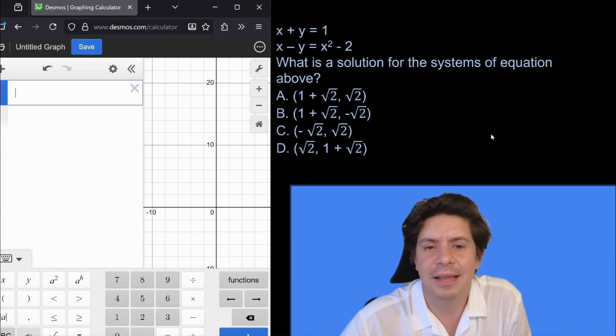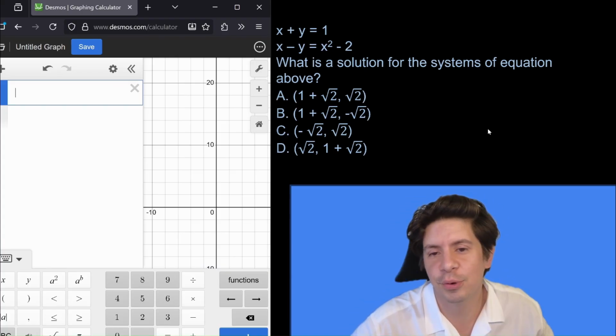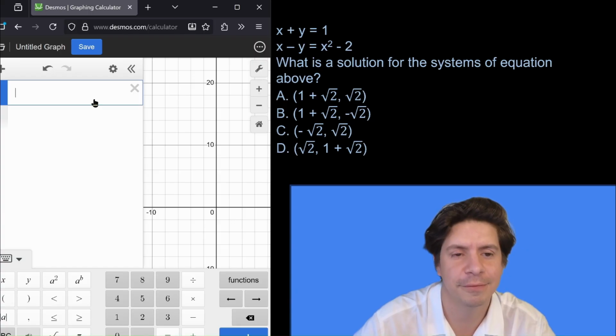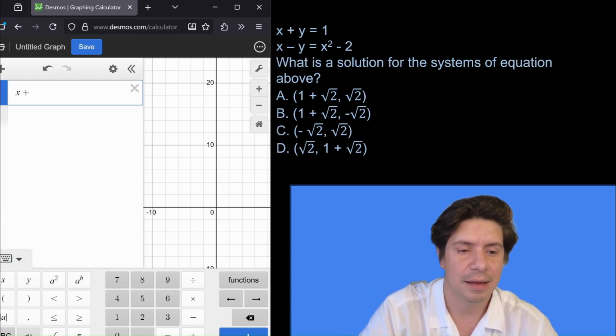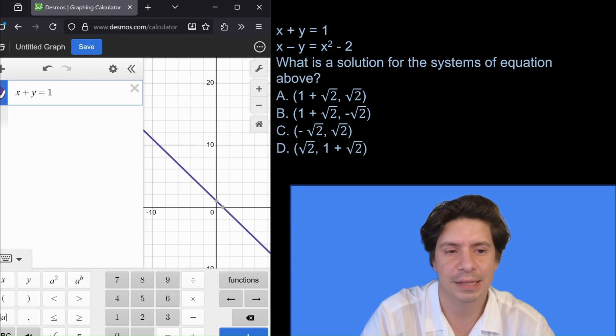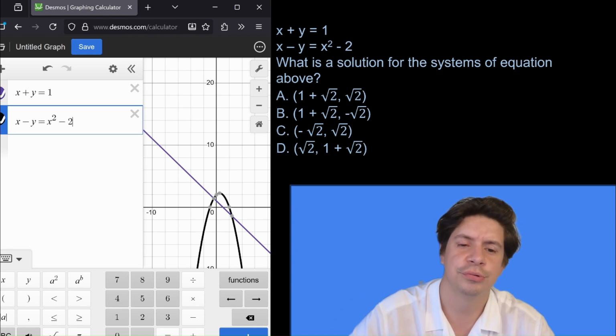Okay, and here is another one. x plus y equals 1, x minus y equals x squared minus 2. What is the solution for the system of equations above? Instead of doing the elimination method or substitution method, I'm just going to plug in and see what I get. So we have x plus y equals 1, x minus y equals x squared minus 2.